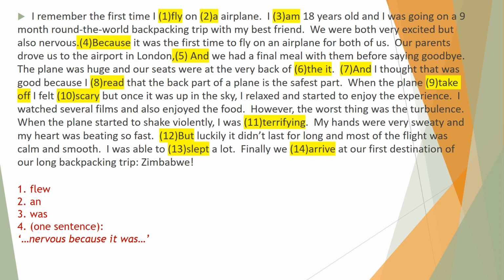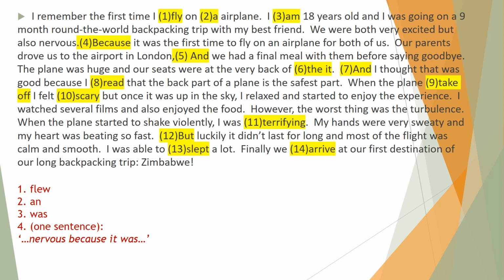Okay, so let's keep going. It was the first time to fly on an airplane for both of us. You could say for the both of us, but sometimes you can just remove the article. In this case, you don't need to have for the both of us. You can just remove the. It was the first time to fly on an airplane for both of us.